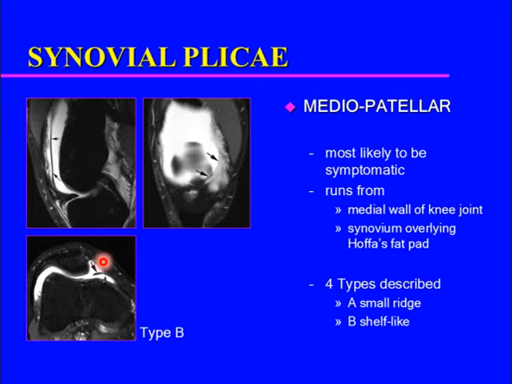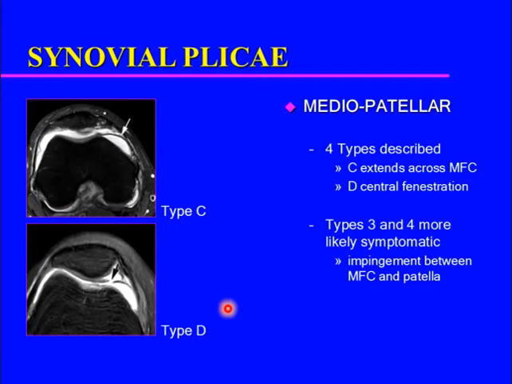It runs from the medial wall of the knee joint to the synovium overlying the Hoffa's fat pad, and there are 4 types described: A, small ridge; B, shelf-like; C and D, which we'll see in a second. You can see this kind of plaque here. It's optimally identified in the presence of a knee joint effusion. You can see it here, mediopatellar, on the medial side. You can see it in the axial section also. This is synovial plaque.